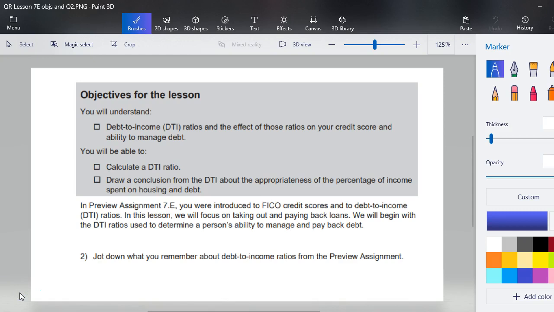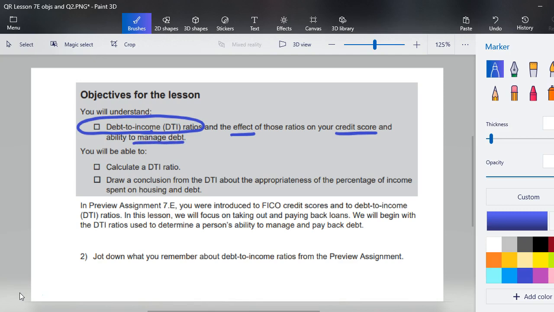So on question one, all the things that are referenced there can impact your FICO score positively. The objectives for this lesson are that we're going to understand this thing called a debt to income ratio and the effect of those ratios on your credit score and ability to manage debt.